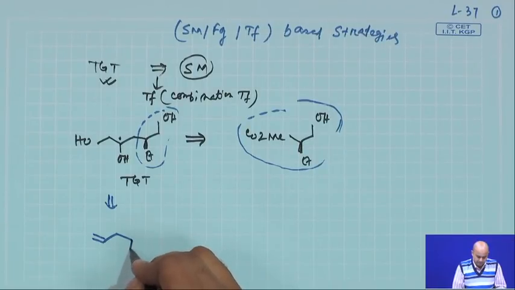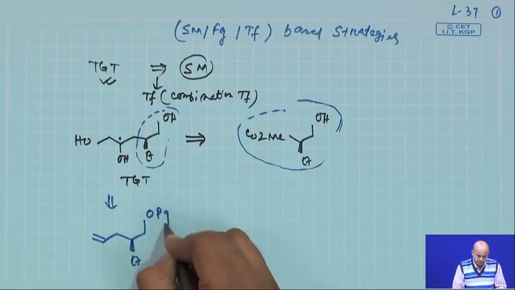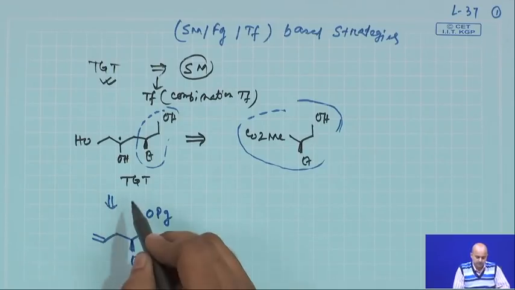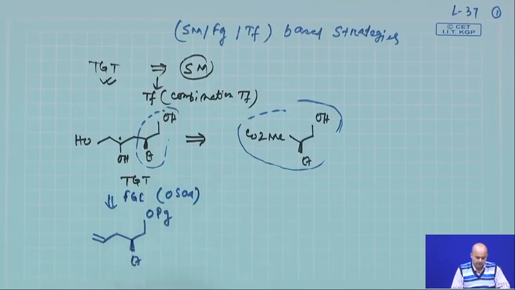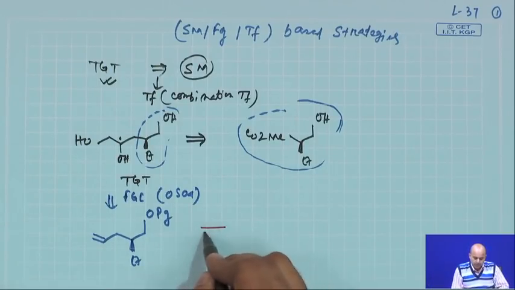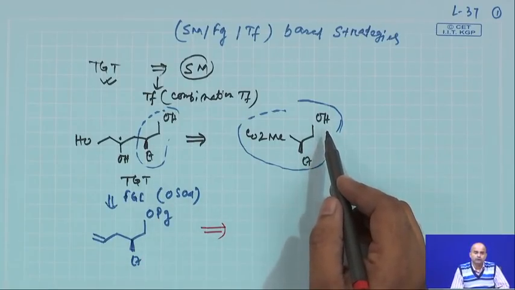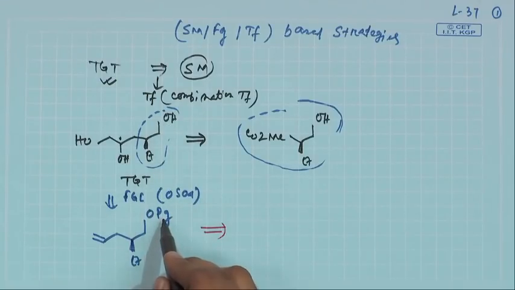preparing or disconnecting through this kind of thing. And I say that if you have this vicinal diol, you can just convert it through FGI, which is basically osmium tetroxide mediated dihydroxylation, which is very well known. And now, why do we put a protecting group here? The initial starting material has a hydroxy group. So, as we will be experiencing multi-step synthesis, it is always advisable to protect the starting material hydroxy group first. That is why you put a PG here.